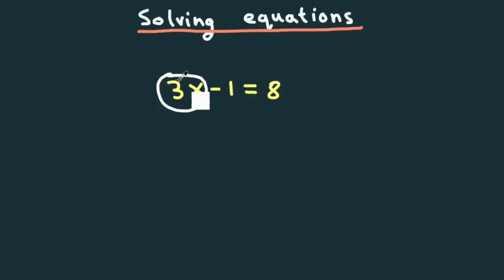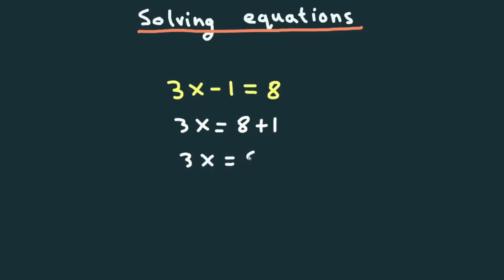And as we learned in the previous video, the minus 1 needs to go to the other side and becomes a plus 1. So 3x equals 8 plus 1, so 3x equals 9. And now that I have 3x equals 9, I can divide by 3. So x equals 9 divided by 3, and x equals 3.